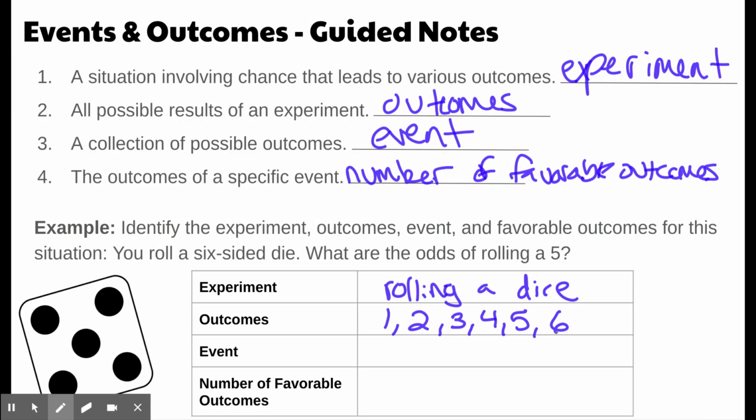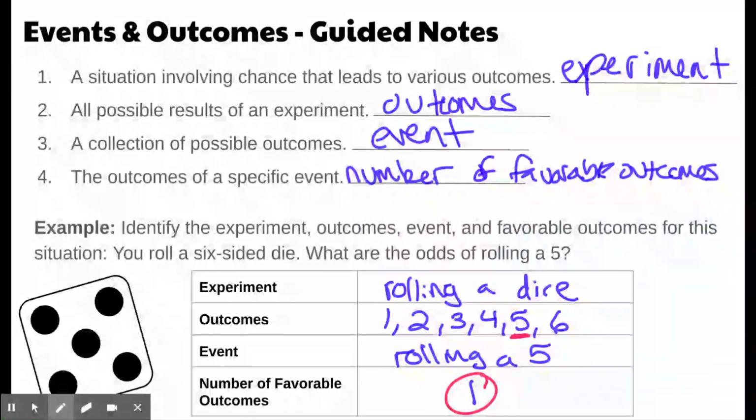The event is you rolling a 5 because that's our ultimate goal. And the number of favorable outcomes, so there's only one favorable outcome because the favorable outcome is the thing that you're trying to figure out the chances of rolling. If we're talking about the chances of rolling a 5, well, there's only one 5 on the dice. So there's only one favorable outcome. And if you look at the list of outcomes, you see the 5 listed once. So that's where the 1 comes from.